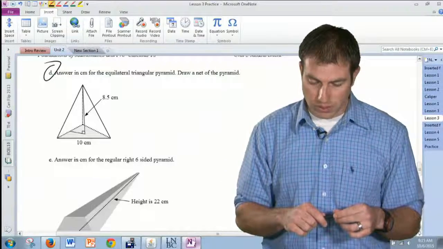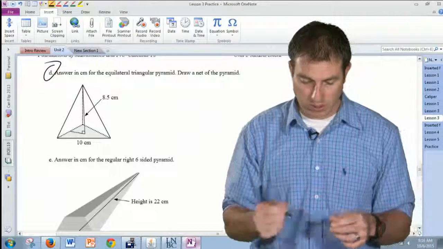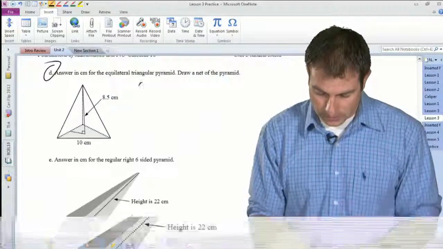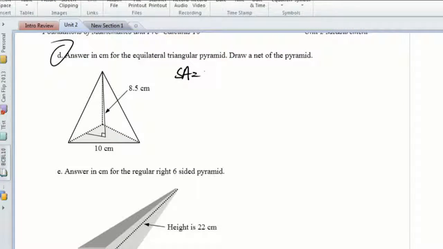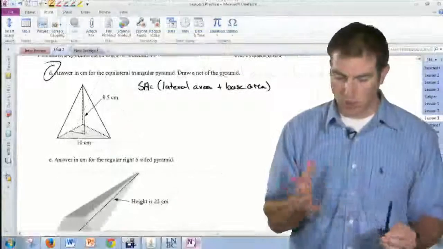So what we need to do is remember what the surface area formula is. Surface area of one of these shapes is the surface area of the lateral sides plus the surface area of the base. So we'll have the lateral area plus the base area. This one's a little bit different because it doesn't have a square or rectangular base.